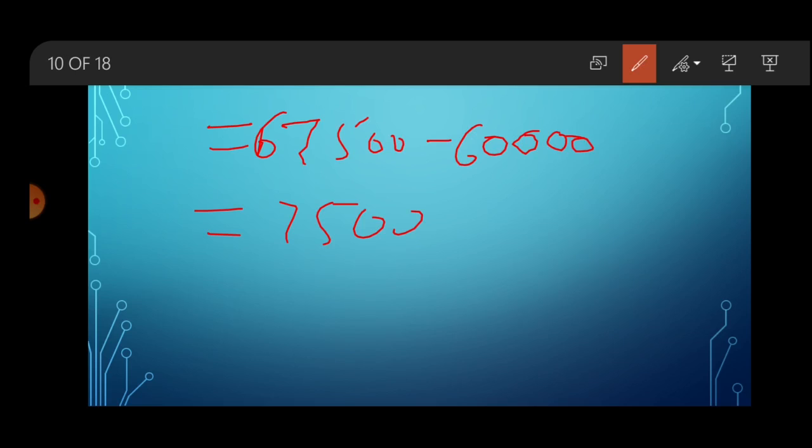Now you have to calculate the rate of interest. Interest you have already calculated, so you will apply the formula P into N into N plus 1 upon 2 into 12 into R by 100. On solving this particular formula you can easily calculate the rate.